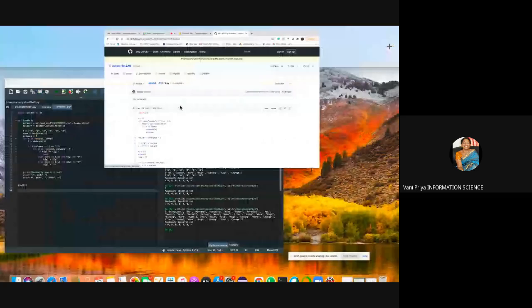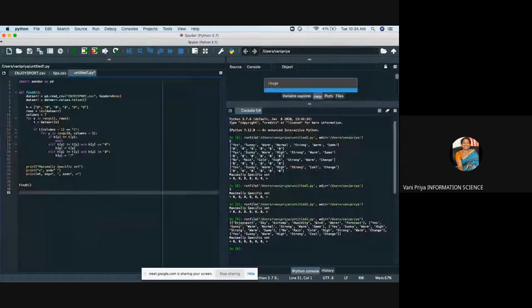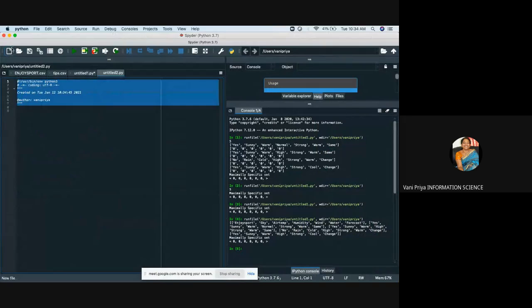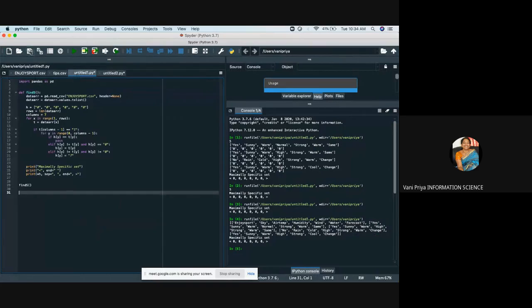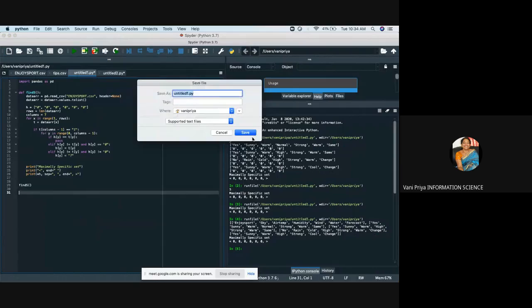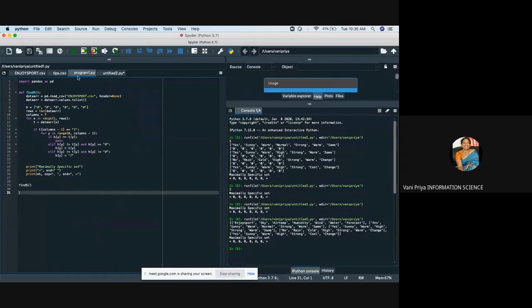Now I had already typed and kept the program in this Spyder IDE. You have to select a new file here, or otherwise you can remove all these things and start writing the code here. I will change this name to program1.py. You need to give the extension as .py because it's a Python program. Then save it, and you can see program1.py mentioned there.